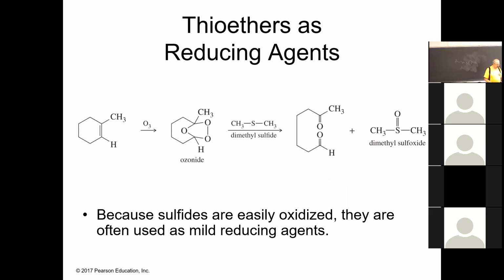Thioethers can act as reducing agents, such as in ozonolysis. So we split this double bond with ozone. One oxygen goes here, one goes here, and the third goes with the sulfur to form dimethyl sulfoxide. So these are mild reducing agents.